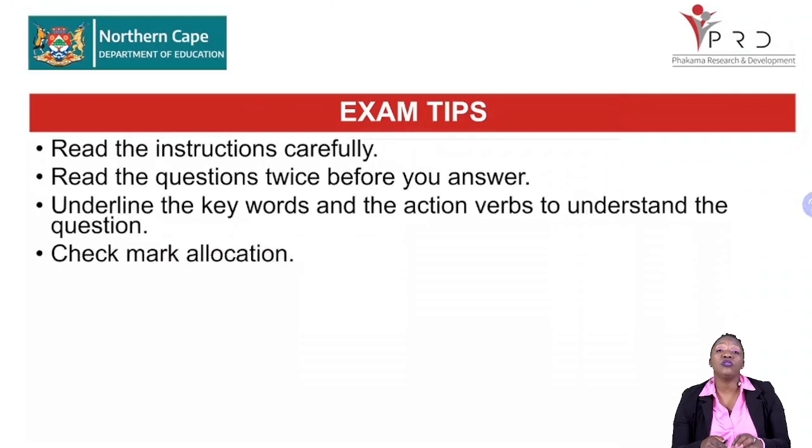And then after that, you need to check the mark allocation. Very important, because some of the questions will just give you a question without telling you how many responses you need to give. So check the mark allocation: if it's saying 2 times 2, it means you need to give 2 answers. 3 times 2, another 3 answers.